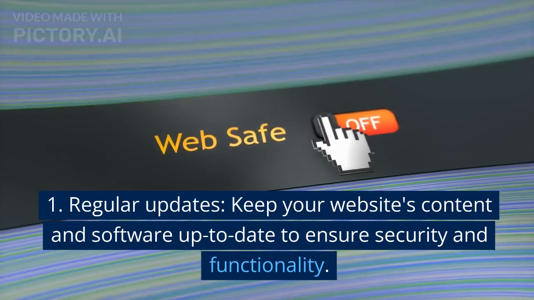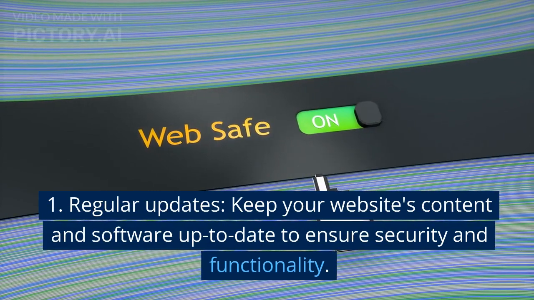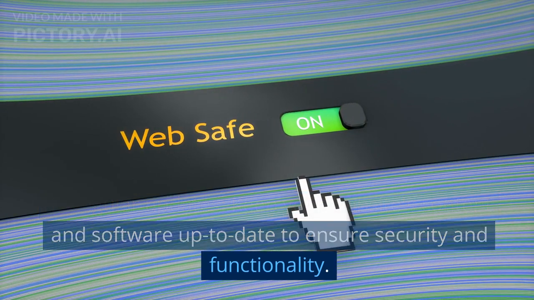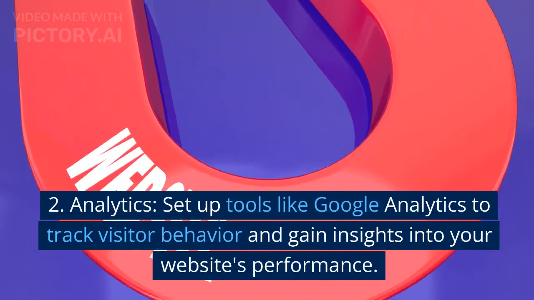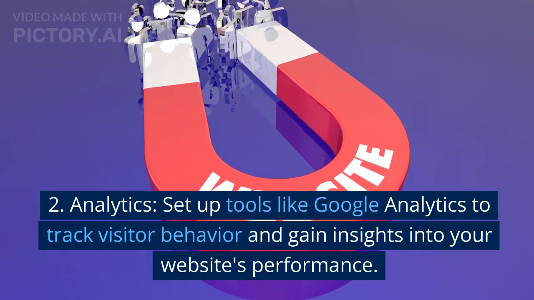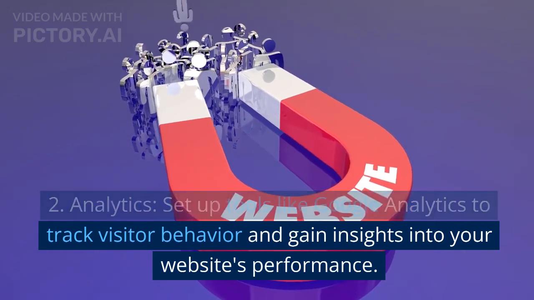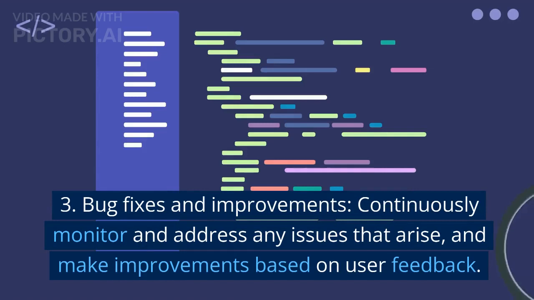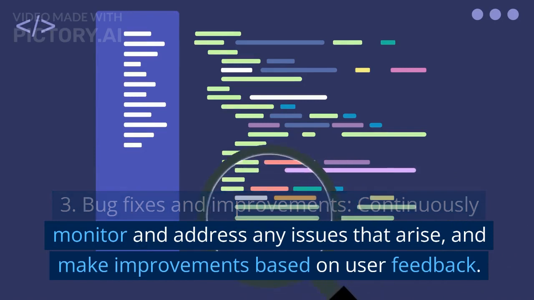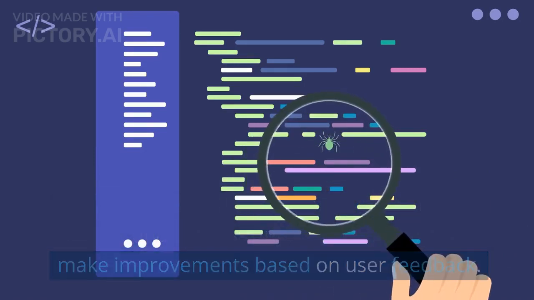Maintenance. 1. Regular updates. Keep your website's content and software up to date to ensure security and functionality. 2. Analytics. Set up tools like Google Analytics to track visitor behavior and gain insights into your website's performance. 3. Bug fixes and improvements. Continuously monitor and address any issues that arise, and make improvements based on user feedback.